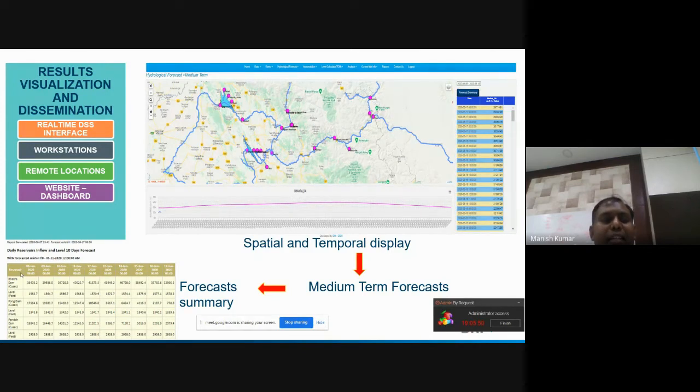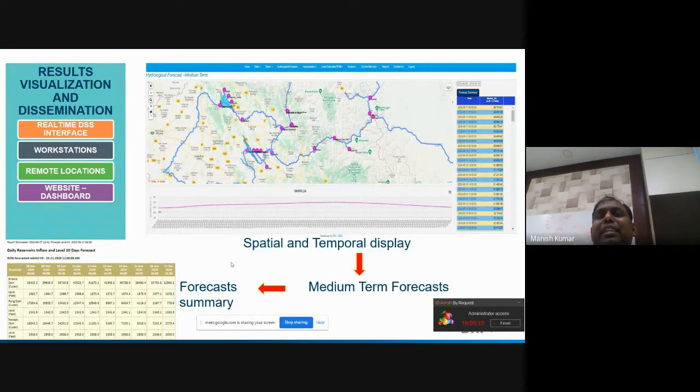Here is just a summary showing how much flow will come in the next 10 days, and accordingly what the level of the reservoir will be in the next 10 days depending on some outflow decision. So this way we are generating results, and based on these results a decision is taken on how much water they can release. This is the meteorological forecast for the next 10 days.